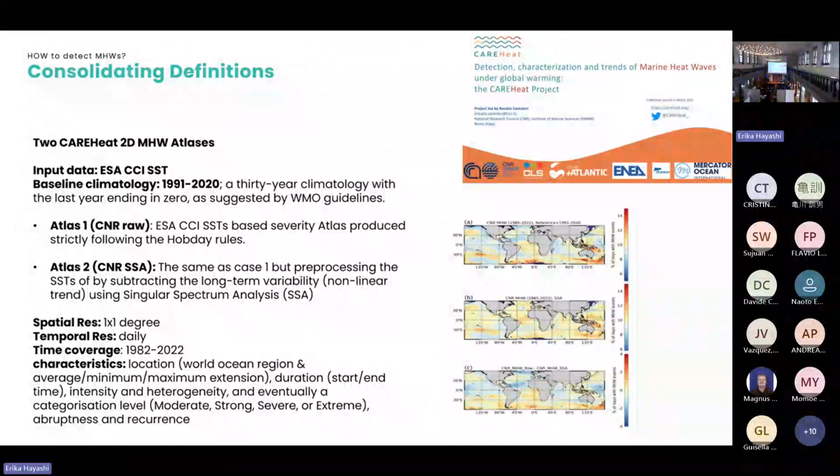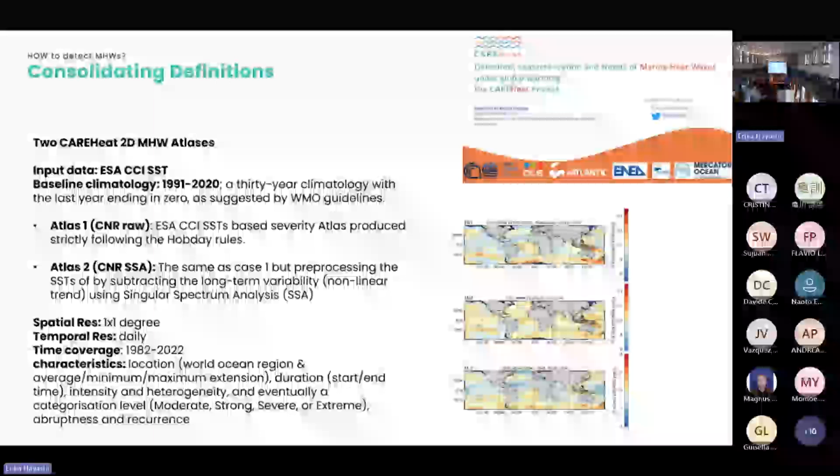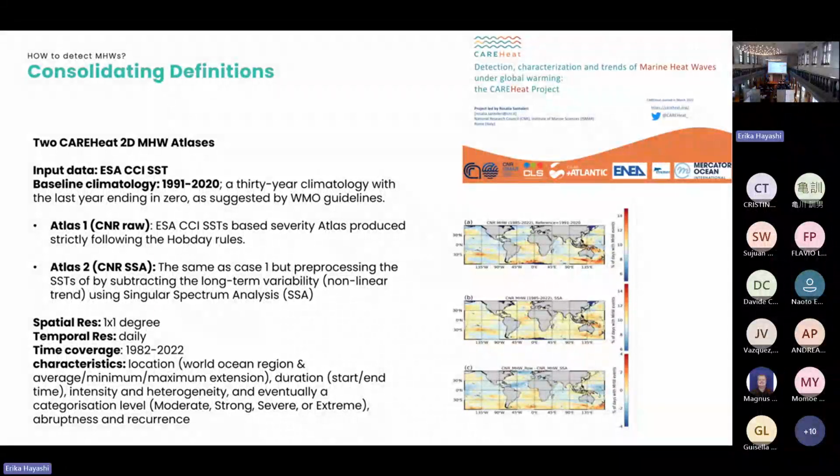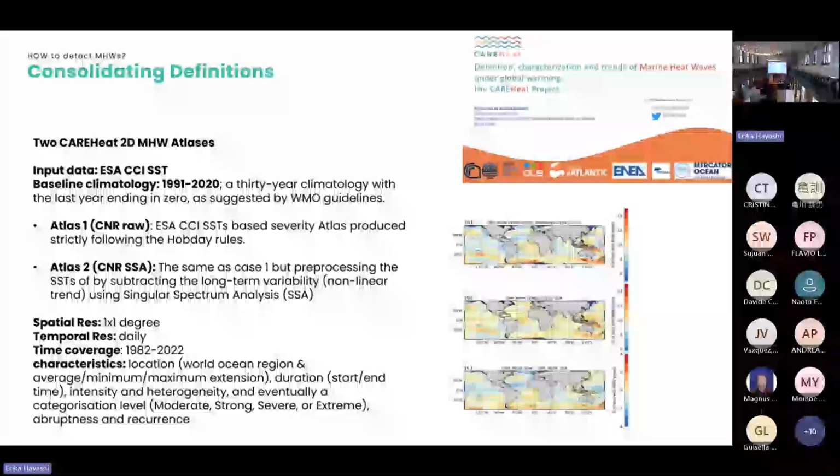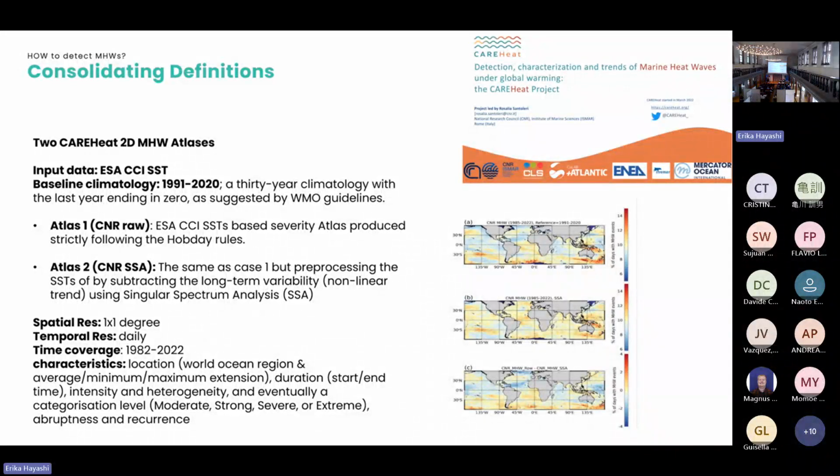But what's important to mention, I think, for you all is that if you are interested in these topics, one of the major outputs of this consortium was to produce two marine heat wave atlases. It uses CCI SST. It uses a baseline climatology according to WMO from 1991 to 2020, and two atlases have been produced. So there is one CNR marine heat wave atlas that actually uses the updated definition spoken about before.